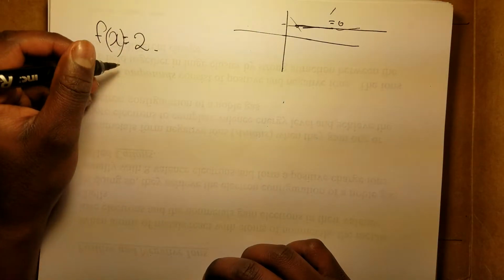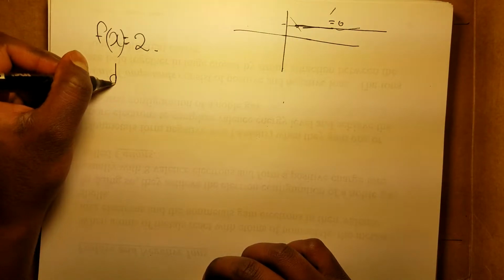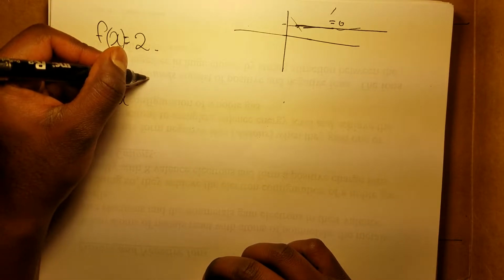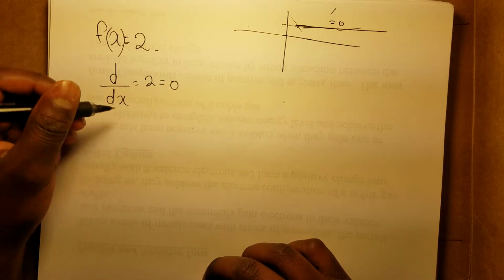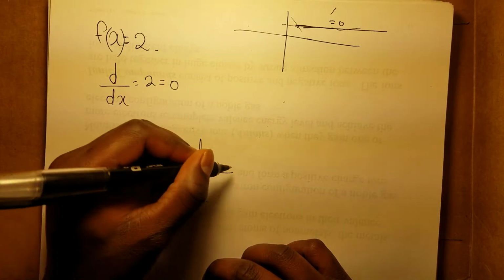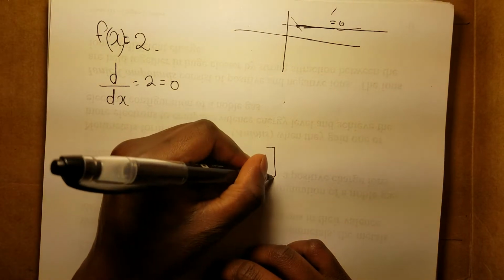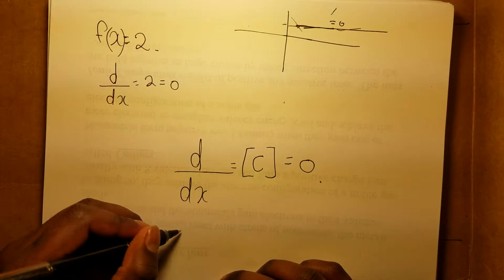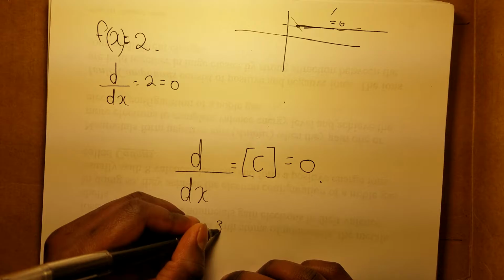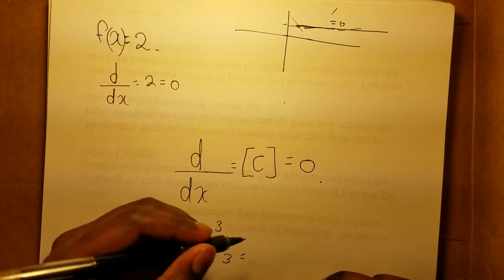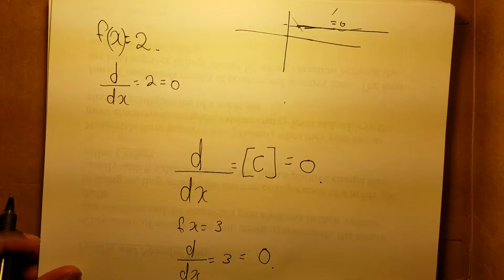So what they're saying is the derivative of a constant, which is 2, is equal to 0. So the general formula is the derivative of a constant is equal to 0. So f of x is equal to 3. The derivative of 3 is equal to 0.